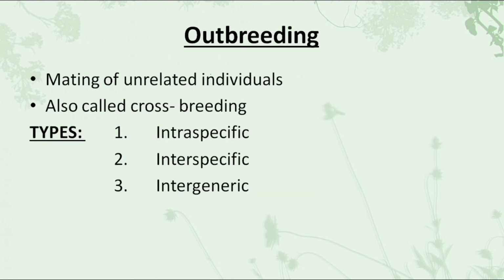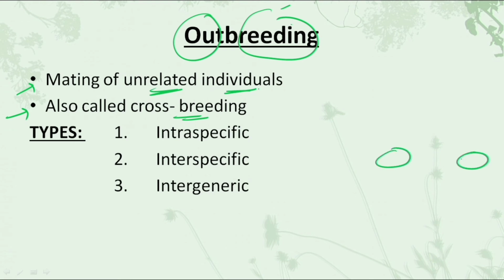So now let's understand what outbreeding is. Till now we have discussed inbreeding. Let's discuss outbreeding now. Outbreeding, as the word suggests, contains two words, out and breeding. In this we are mating unrelated individuals, and this process is also called crossbreeding. What happens is that we are actually mating very unrelated organisms all together.